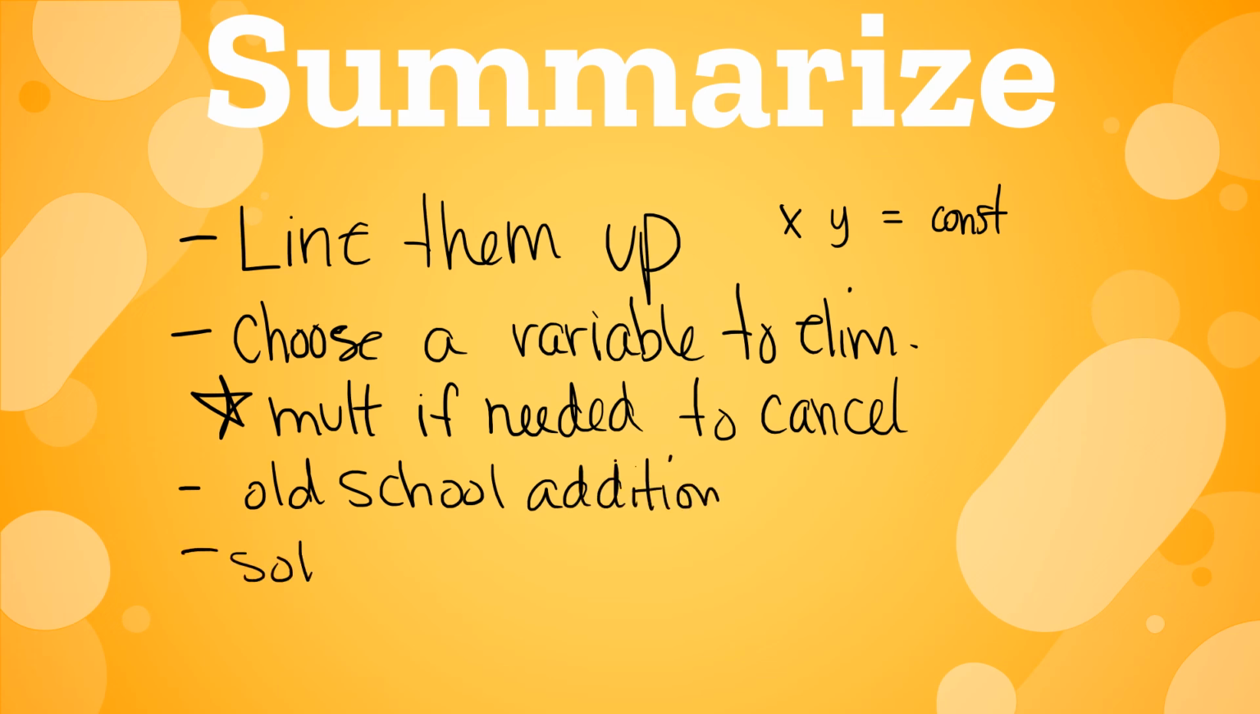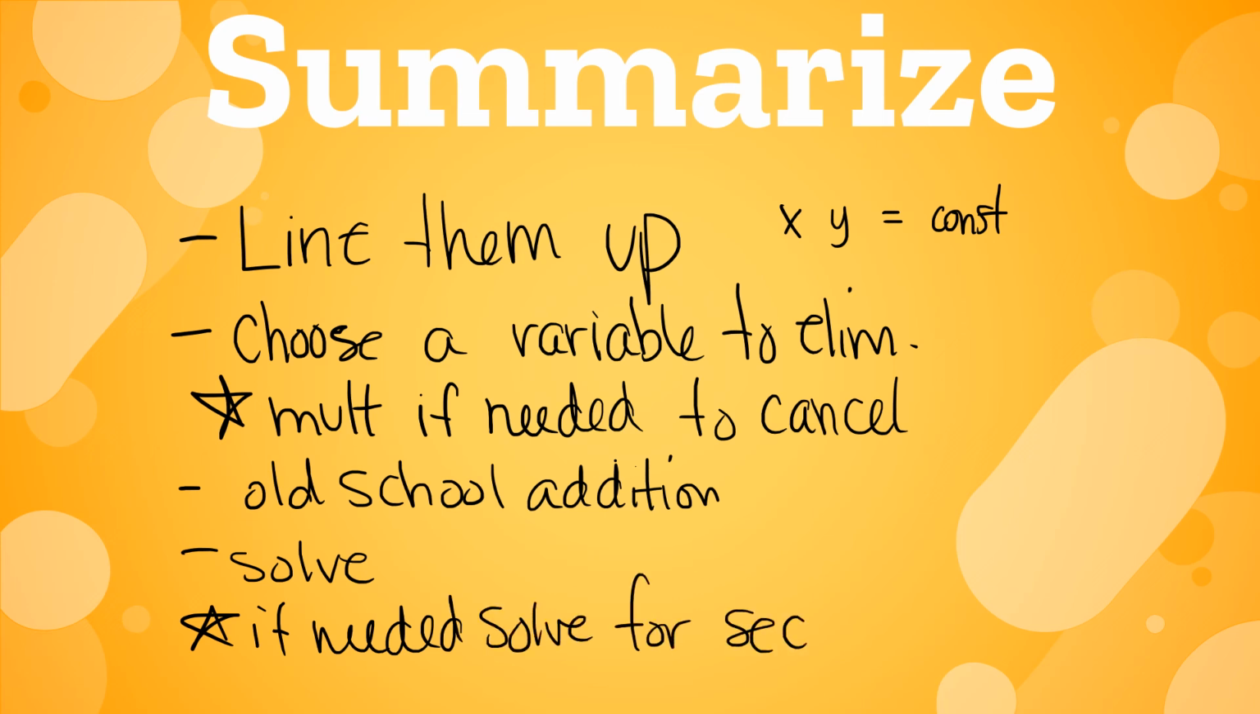And then solve. And then if needed, solve for second variable. Right? So if I found an X, I need to find the Y. If I found the Y, I need to find the X. And that's if needed. Sometimes they all cancel, right? And you're done the problem.